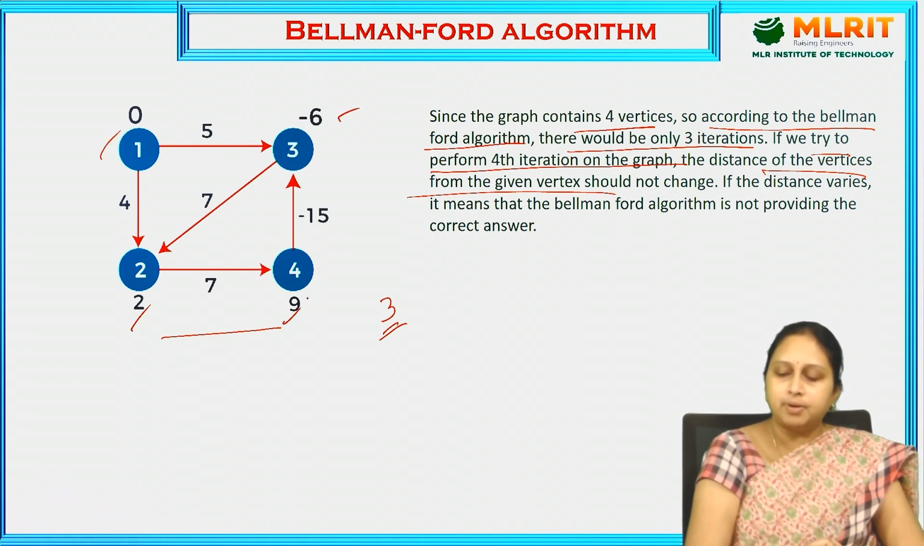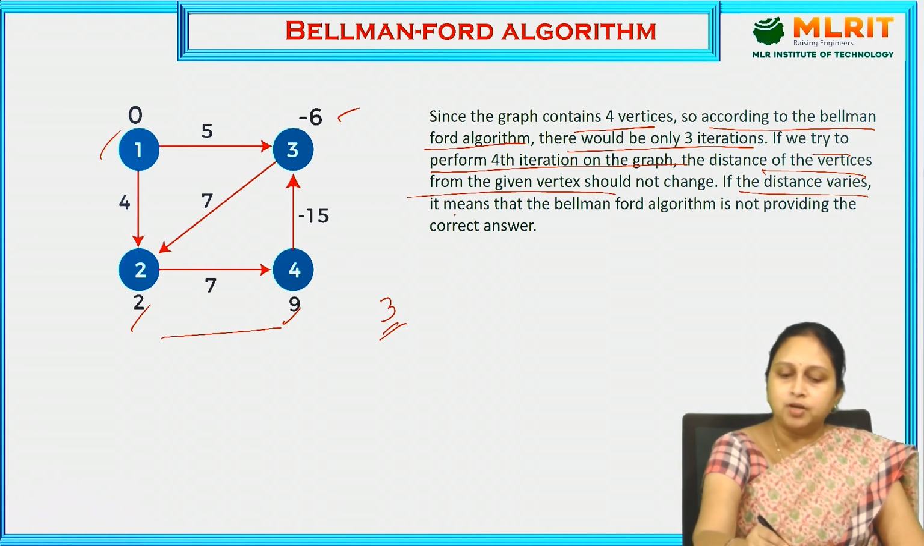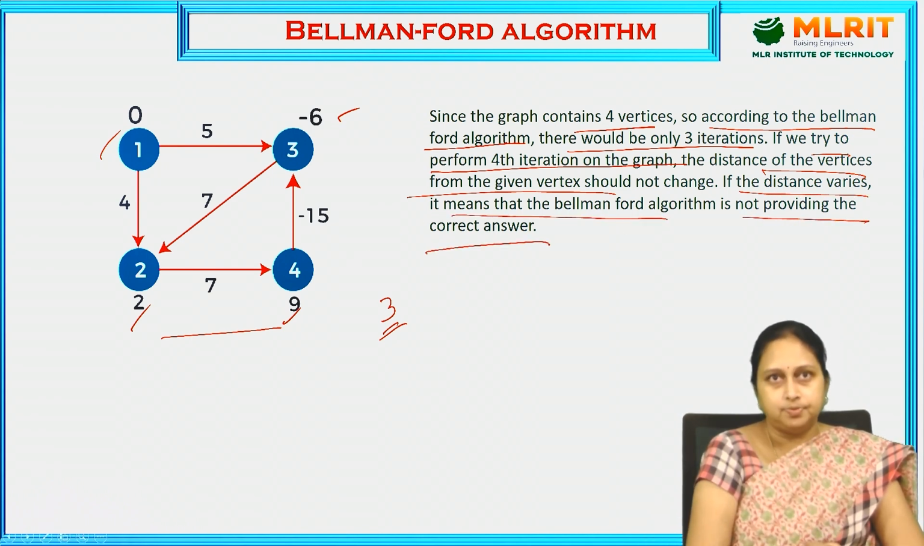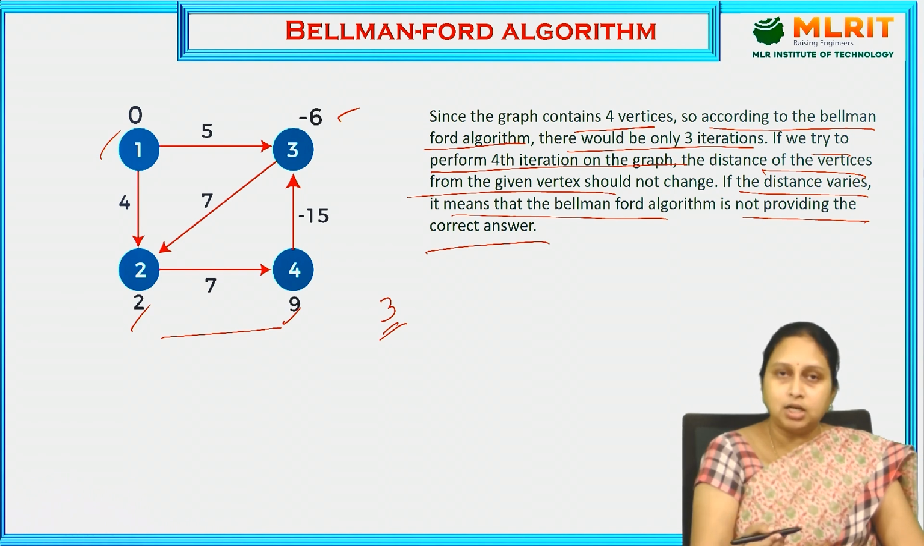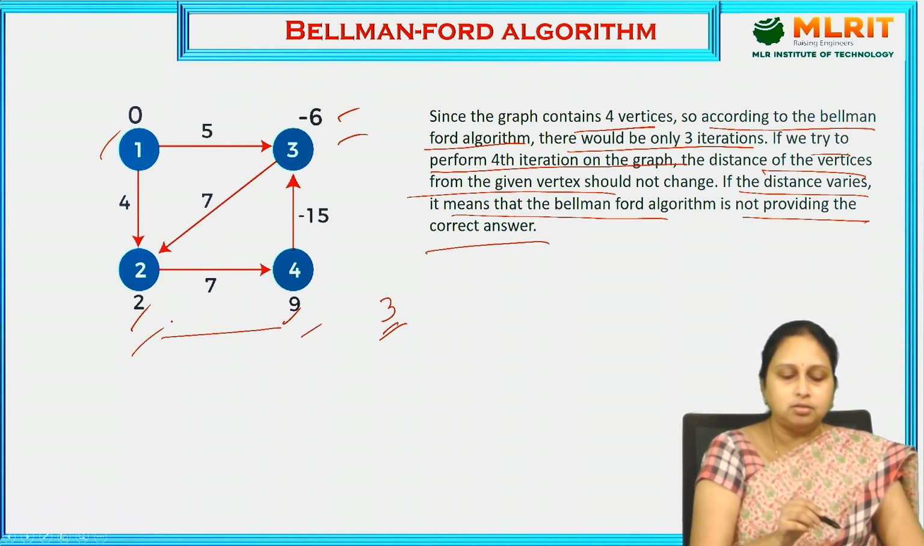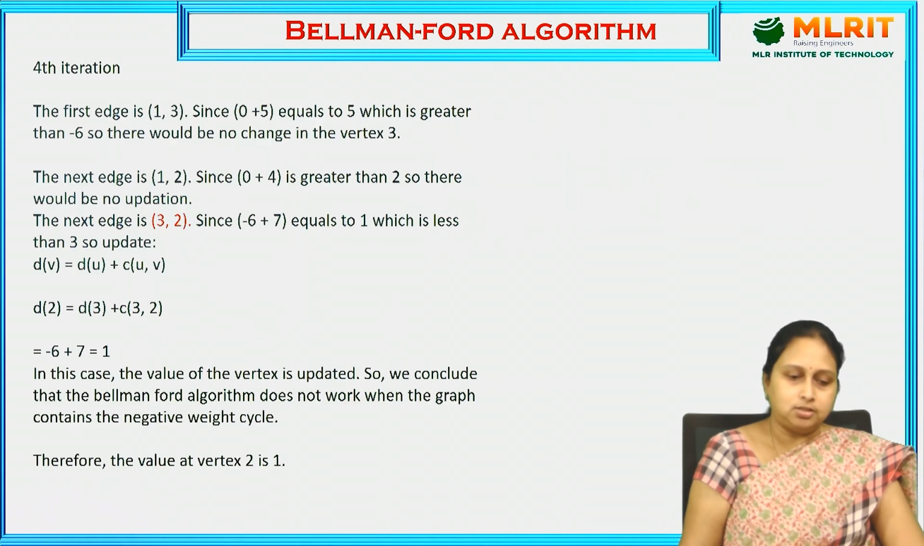But what is happening here? If the distance varies, it means that the Bellman-Ford algorithm is not providing the correct answer. If I go for the 4th iteration, again the values are going to change. Because of that, this is not producing the correct result.